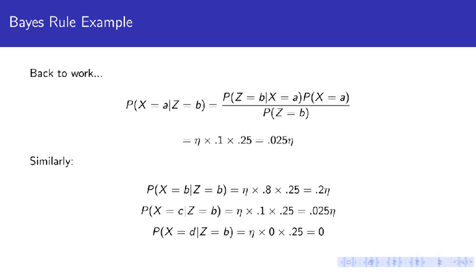So that's what I'm doing. I'm throwing out the denominator here. I'm replacing it with this eta value. I'm plugging in 0.1, 0.25. The product is 0.025 eta. And then I perform that same calculation for the other possible outcomes, right? For x equals b, x equals c, and x equals d. So this gives me my new probability distribution over my position, given that I saw a b.